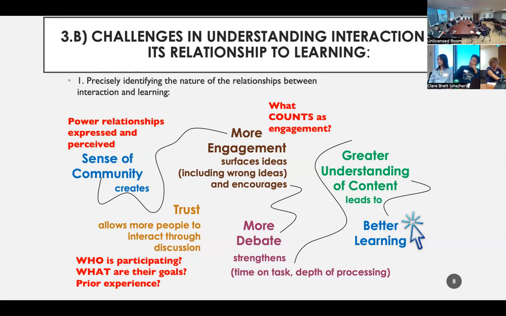And what counts as engagement? A lot of times, you know how in classrooms, the people who talk the most, who always have their hand up, are the ones who get the most attention. Well, the same thing happens online, right? There are some people who just like to write a lot, and so you see them.